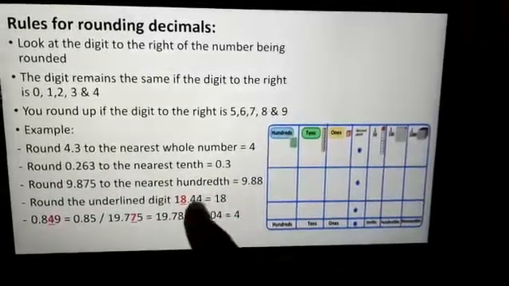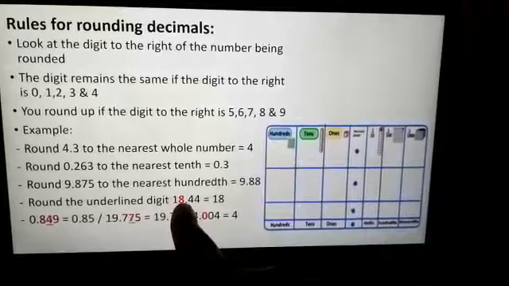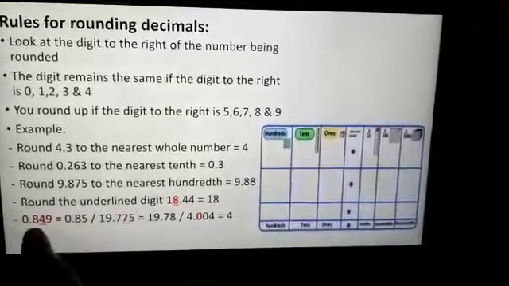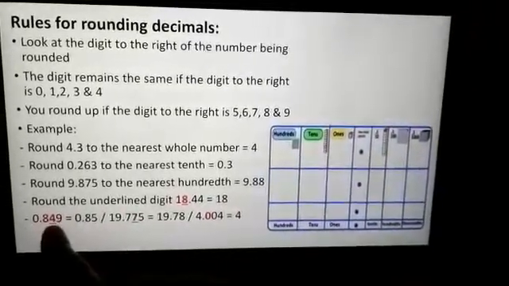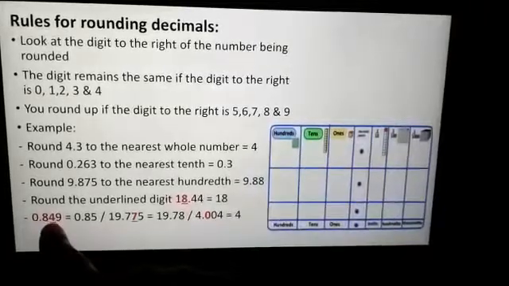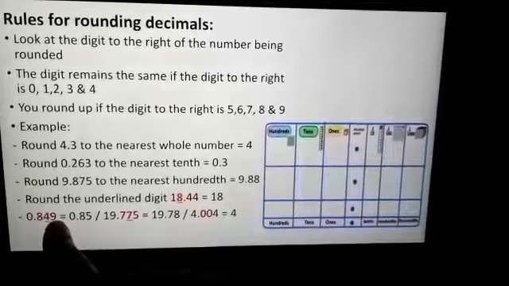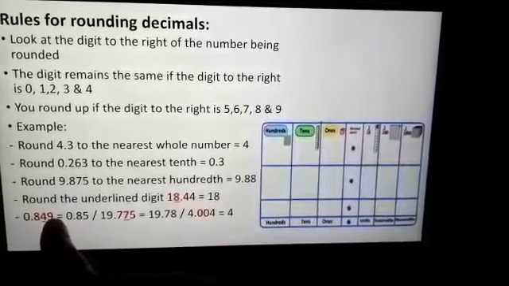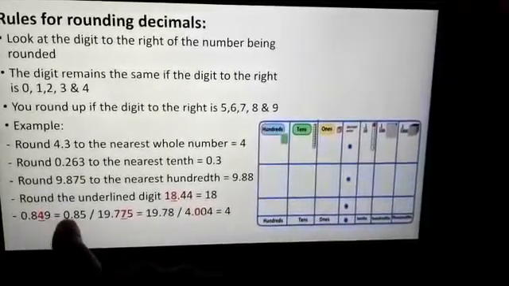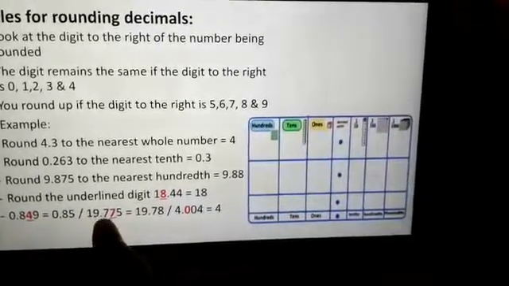18.44 rounded to the whole number will be 18. Next, 0.849. So we're just rounding the digit that's been underlined. This is a 4. And then you go to the number next door, which is a 9. That's more than 5, which means we round up. And then we have 0.85.